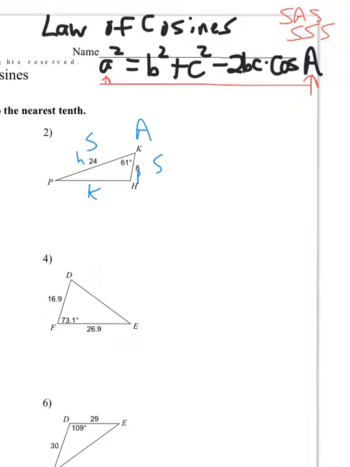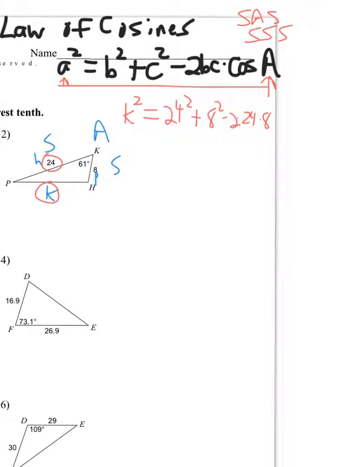So what I want to do is use the law of cosines to find side k first. So I'm going to have k squared is equal to my 2 known sides, so 24 squared plus 8 squared minus 2 times 24 times 8 times the cosine of my given angle, in this case angle K, which will be 61.